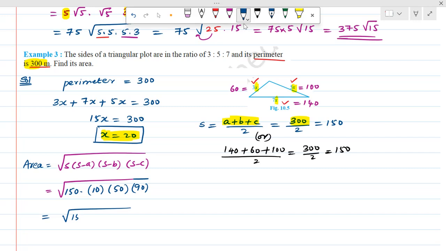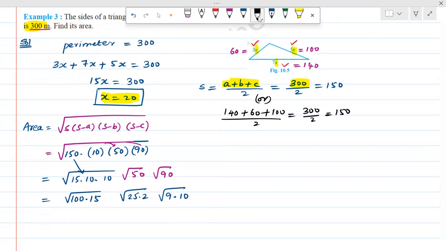Thereafter is the simplification part. So 150 is 15 into 10, and this is 10 as it is. Next, I will separate the root for this part. So what are the roots here? Root 50, is it right? And then root 90. So this value is 100 into 15. And this one is 25 into 2, which is 50. And here 9 into 10. Is it right? After that, apply the root concept.